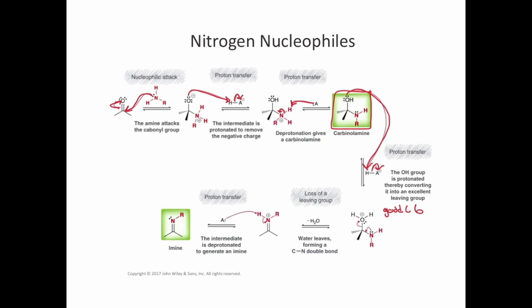So here the nitrogen lone pair will donate in and form a double bond with that carbon, simultaneously kicking off the good leaving group of water. Then we're almost done. We get to this protonated imine. One more proton transfer removes the hydrogen from the nitrogen, and you get your neutral imine product.